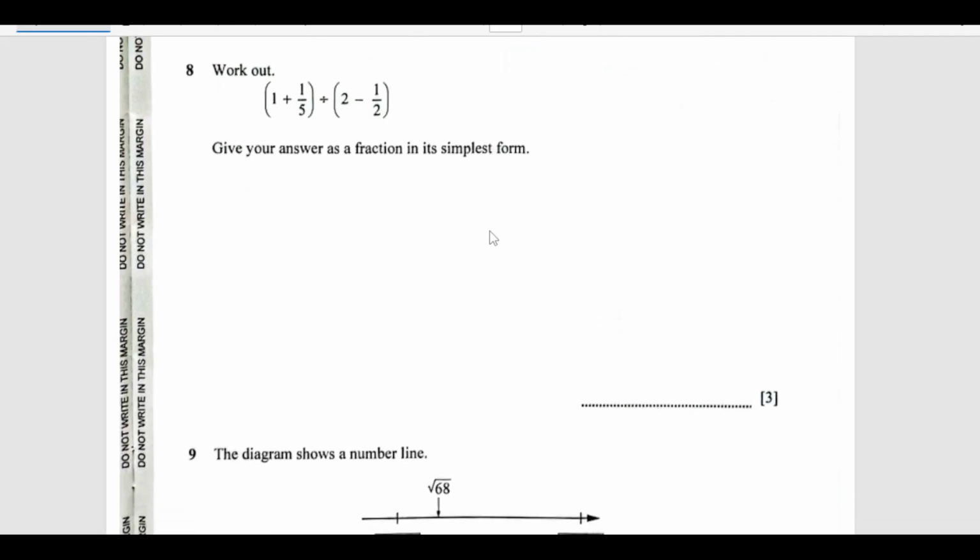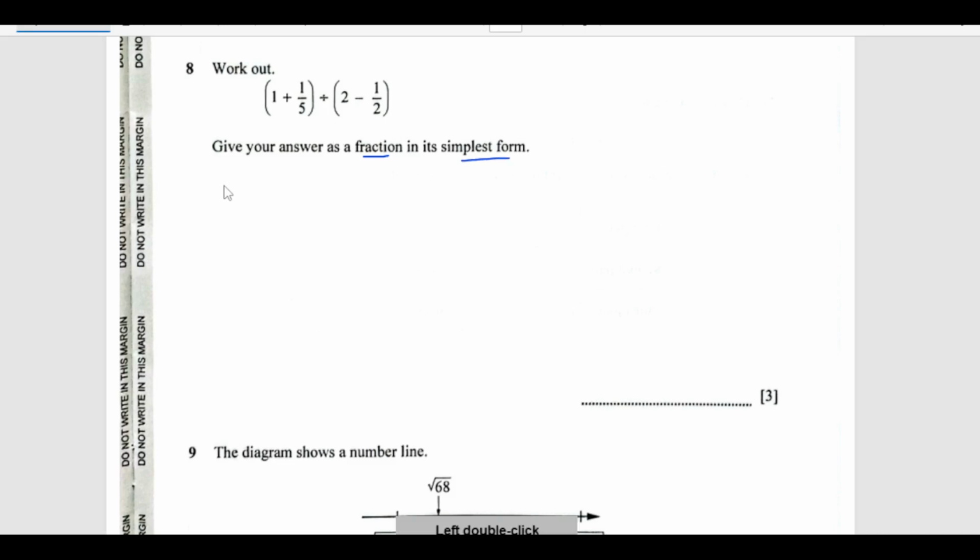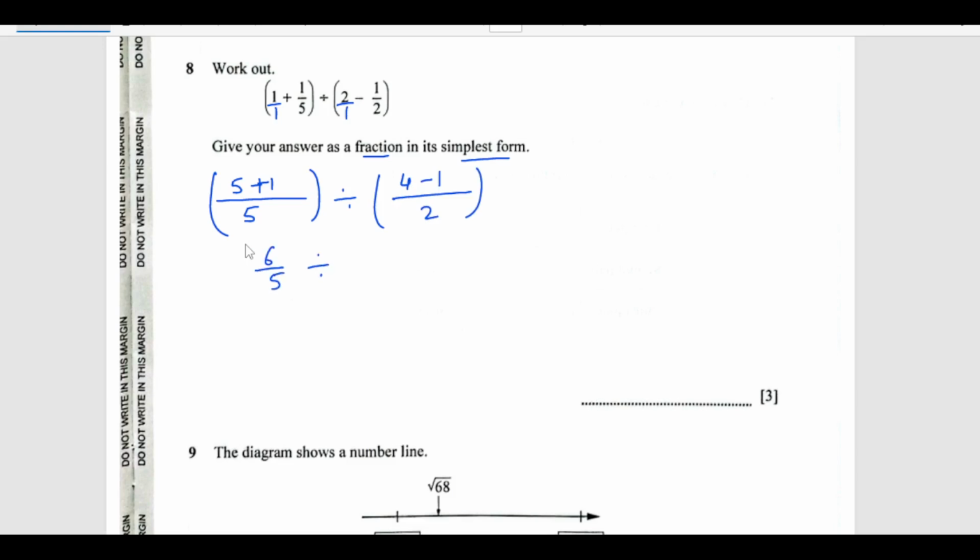Okay. Now, number 8, work out (1 plus 5 over 6)... and we have to give the answer as a fraction in its simplest form. So, when we take LCM here, this will be 5 and here we are going to have 5 plus 1, right. Then divided by, when you take LCM here, LCM is 2, 2 times 2 is 4 minus 1, right. So, this is 6 over 5 divided by 3 over 2. So, 6 over 5 times 2 over 3. So, 3 times 2, 2 times 2 is 4, 4 over 5.